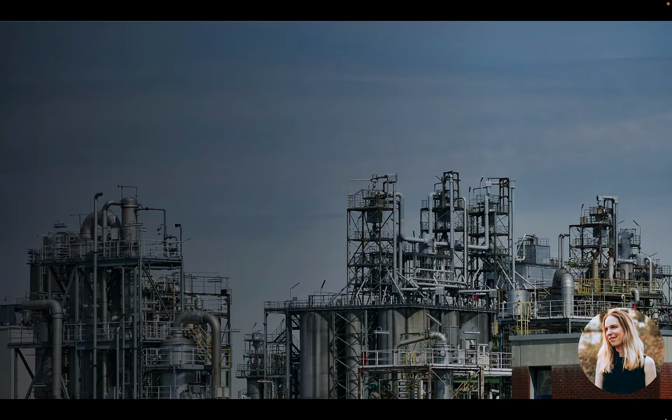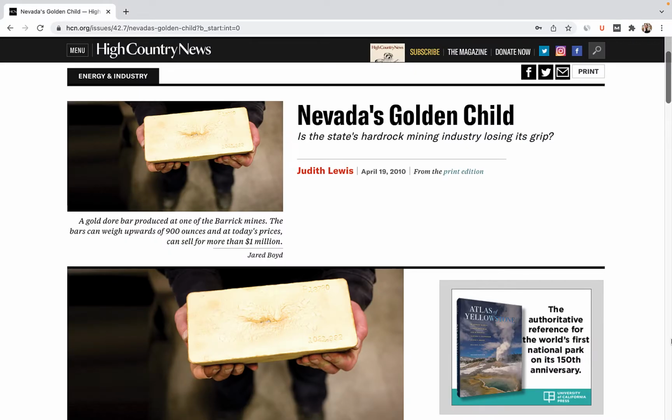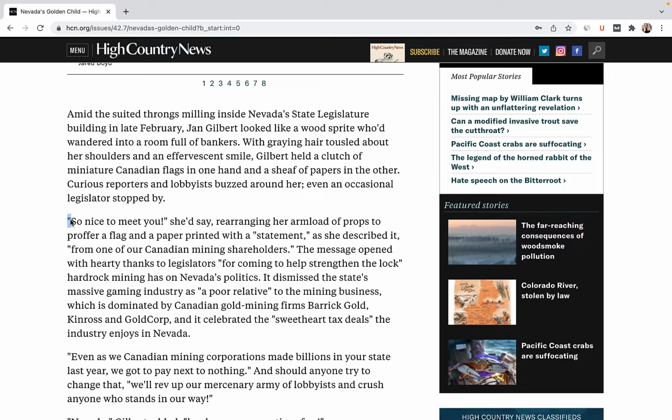Of course, sometimes there are no or very low mineral taxes. And while this may seem like a great deal for you as a landowner, the real beneficiaries are often not individuals. Which brings me back to Jan Gilbert, standing at the corner of the Nevada Capitol building with her Canadian flags. If you were to walk past her, she would likely offer you one of these flags as well as a paper, which read in bold letters, "Statement from one of our Canadian mining shareholders."